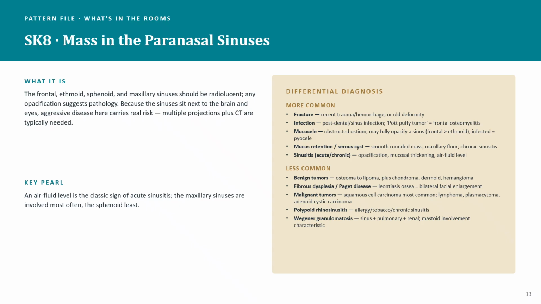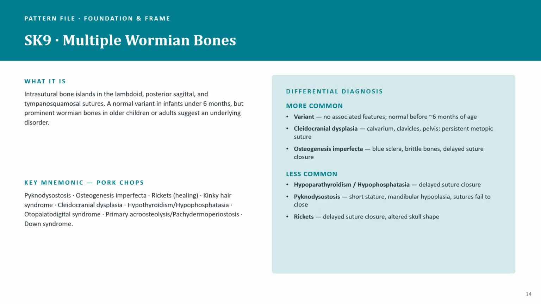The next skull pattern involves wormian bones, and wormian bones, as you learn with skull imaging, are basically small extra pieces of bone that form in the sutures or also in the joints of the patient's skull. Now, wormian bones are normal when we're talking about very young infants, so it doesn't necessarily mean there's something wrong if we're seeing it in a young infant.